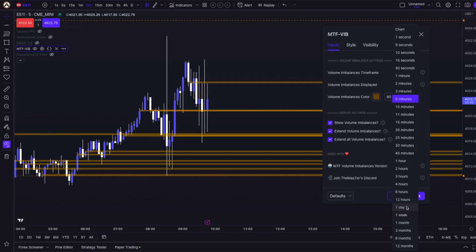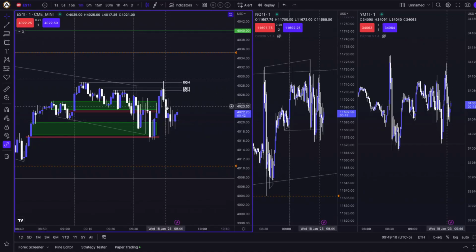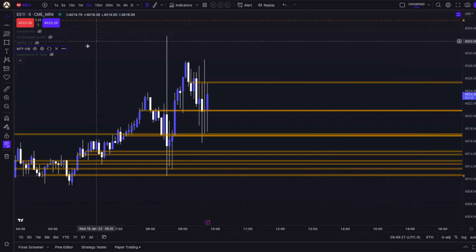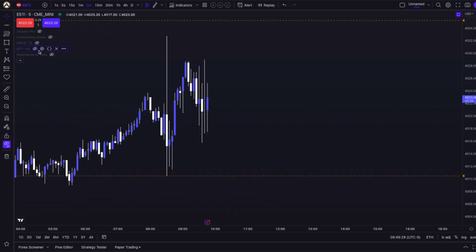Then you simply go to that higher time frame and, for example, use a chart side by side and compare it. If you find something that's off, it's most of the time because of the maximum amount of volume imbalances displayed. And that's the multi-time frame volume imbalance indicator.